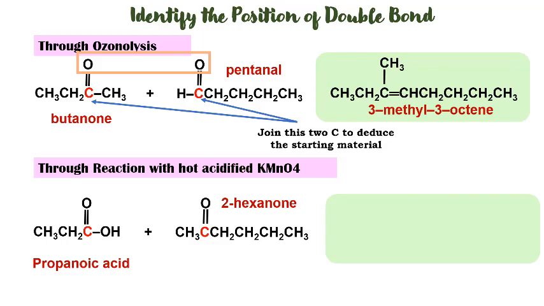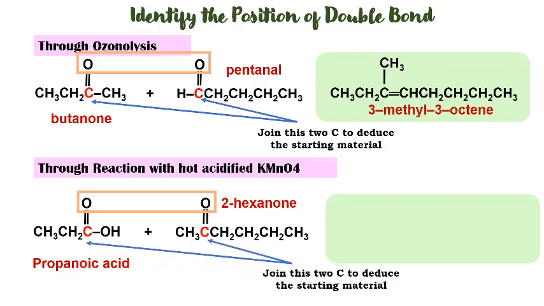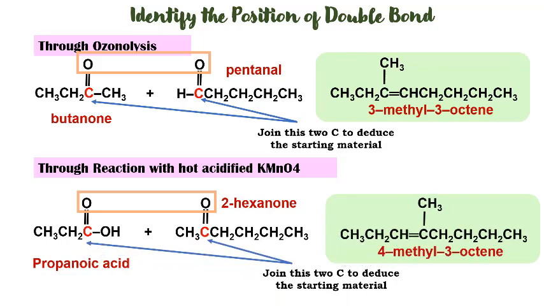If the reaction of an alkene with hot acidified KMnO4 produces propanoic acid and 2-hexanone, the location of the carbon-carbon double bond is found by removing the oxygen atoms from the carboxyl and carbonyl compounds and joining the carbon atoms with a double bond. This gives 4-methyl-3-octene.